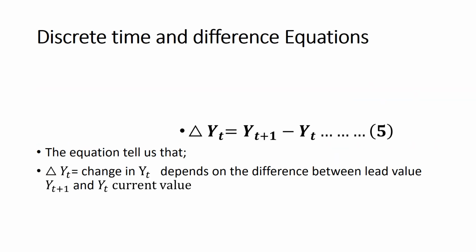Here we explain the discrete time path and difference equations. Look at equation number 5: delta y_t = y_{t+1} - y_t. This equation tells us that delta y, the change in y_t, depends on the difference between the lead value, that is y_{t+1}, and the current value, that is y_t.